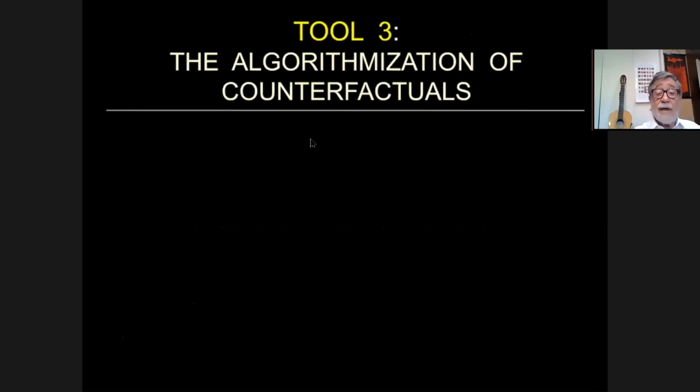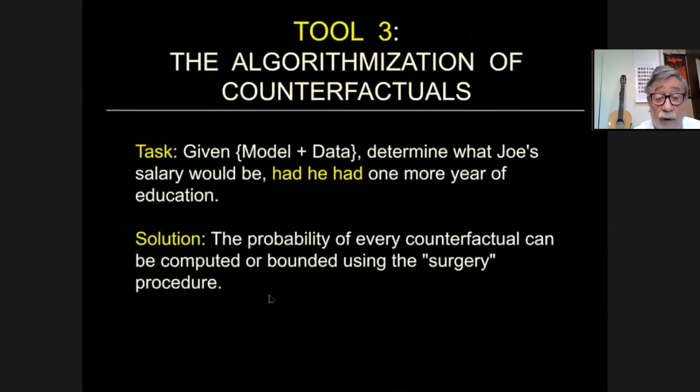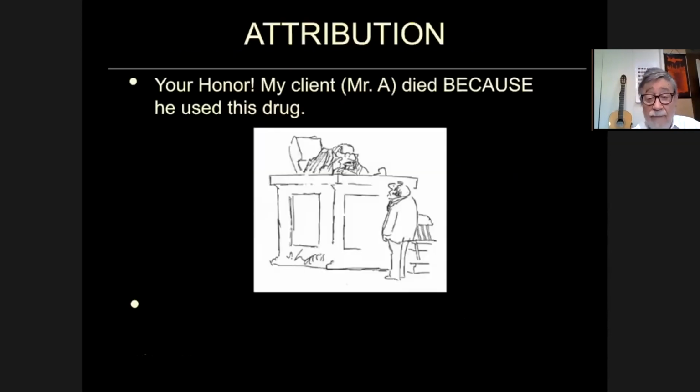Algorithmization of counterfactuals and the corollaries. The corollary that I want to focus on is the last one: causes of effect as opposed to effect of causes. Attribution is one example. Can we attribute guilt or responsibility to a certain event or to a certain action, given the outcome of that action? The cause, what is the cause of a given effect?